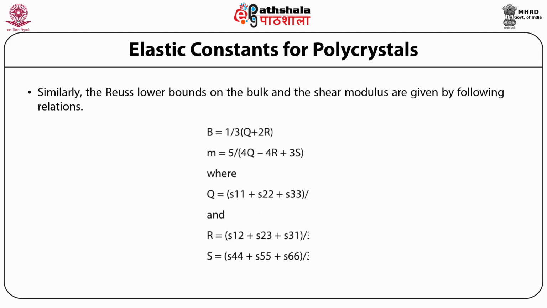So similarly, the Reuss lower bounds on the bulk and the shear modulus are given by the following relations, where B equal to 1 by 3 multiplied by Q plus 2R, mu equal to 5 by 4Q minus 4R plus 3S, where Q, R and S are given by these relations.